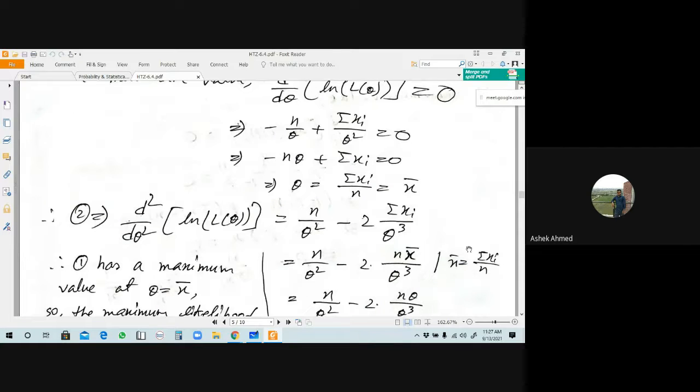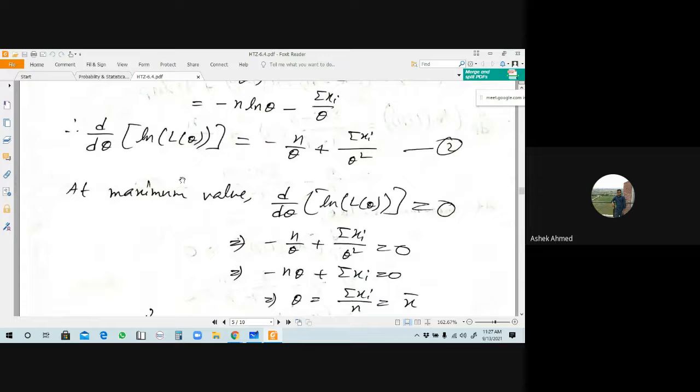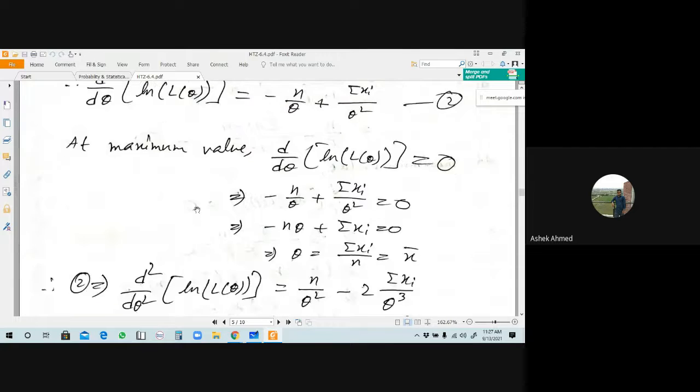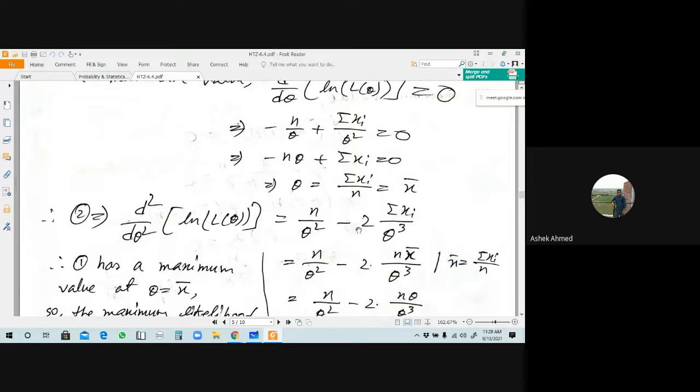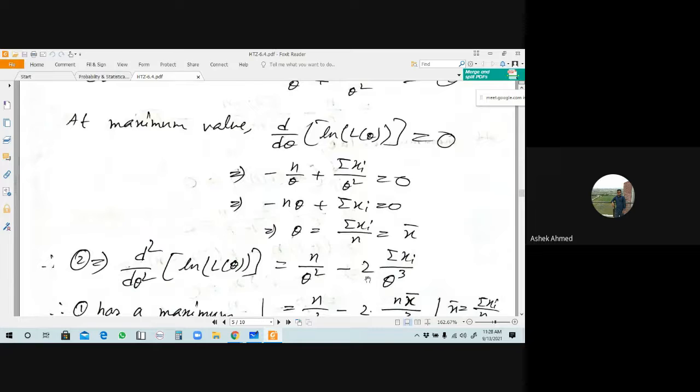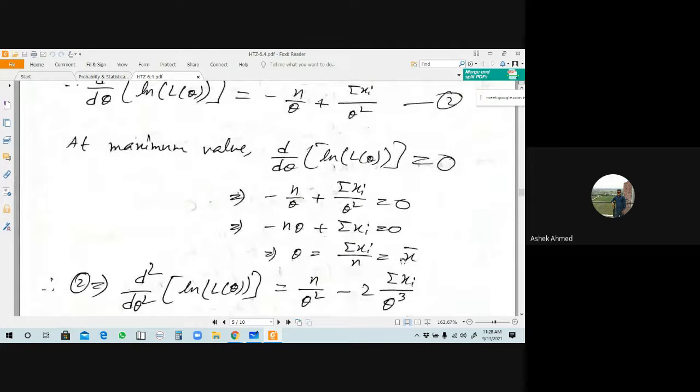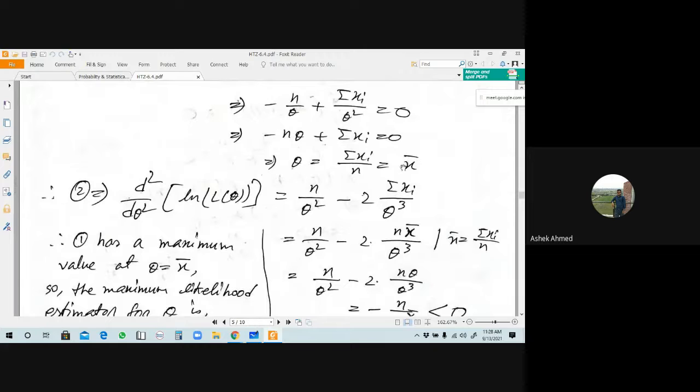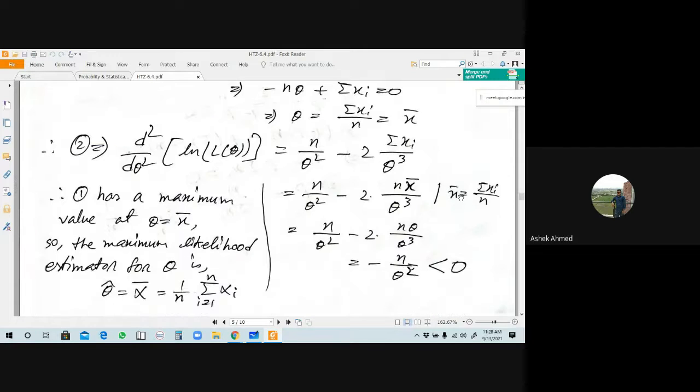For finding the maximum value, you have to differentiate equation 2 again with respect to theta, then that will be this result. In that case you have to find this value at the point theta equals x bar. So substitute theta by x bar, then the result will be minus n by theta square here. But we have already replaced summation of xi by n into x bar.